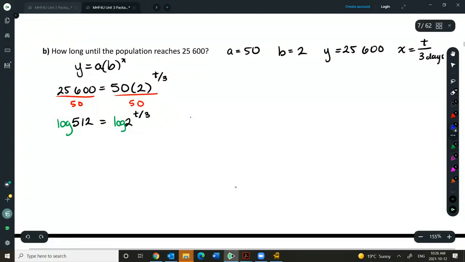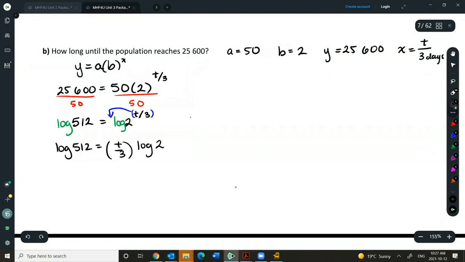Okay, and what we know of log is that it can help us by actually taking this exponent and dropping it in front as a multiple. That's what log allows us to do. So we'll have the log of 512, and then I'm going to bring this t over 3 down as a multiple. That's a log rule, something that we're allowed to do with log. And then we will start to move things away from t from here on out. So I'm going to start by dividing out the log of 2.